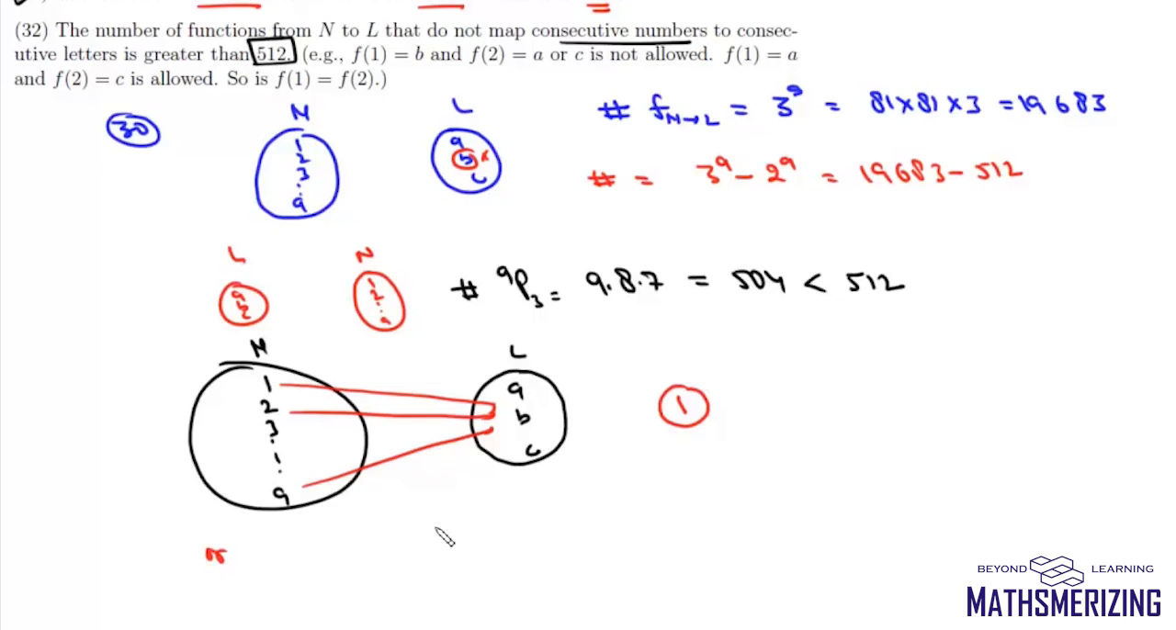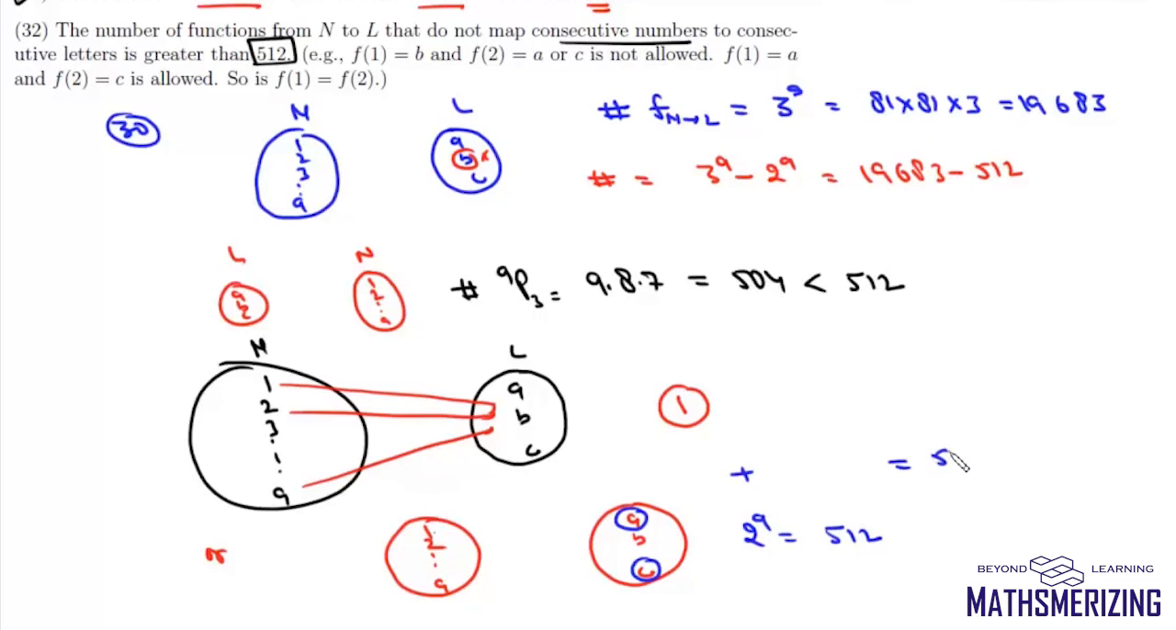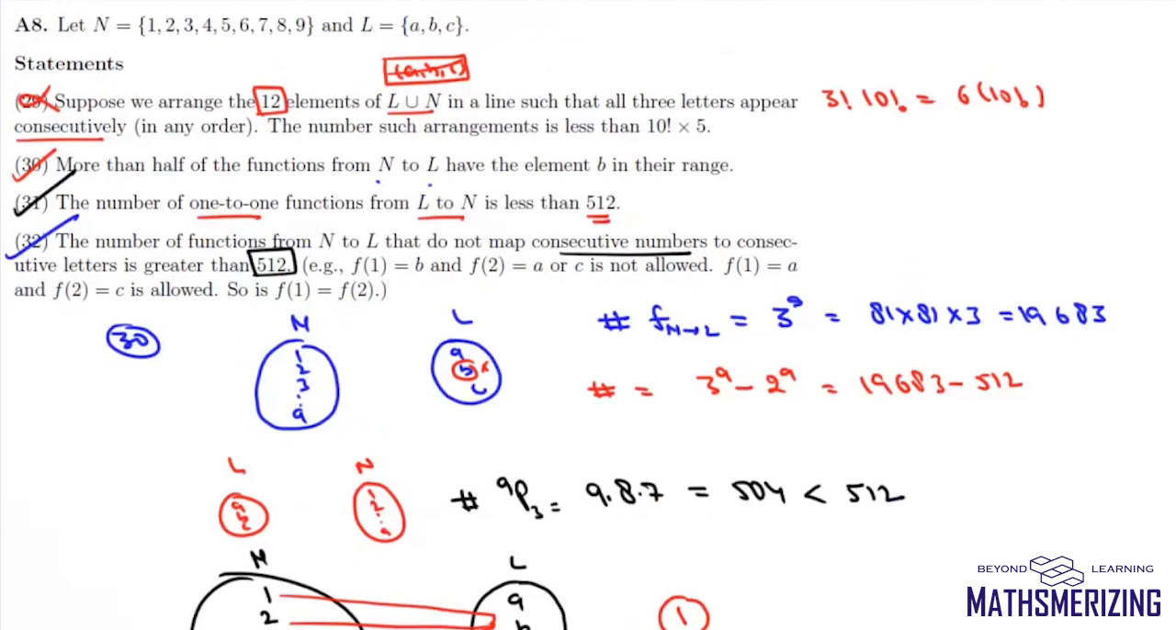Or the second case, when none of the elements is mapped to B. Because if any element is mapped to B, then for its neighbor, we cannot choose A or C. So for each element, we have only 2 choices, A and C. So the total number of such functions will be 2 to the power 9, which is 512. So the number of such functions is 513, which is greater than 512. That means this statement 32 is also correct. So the correct statements are 30, 31 and 32.